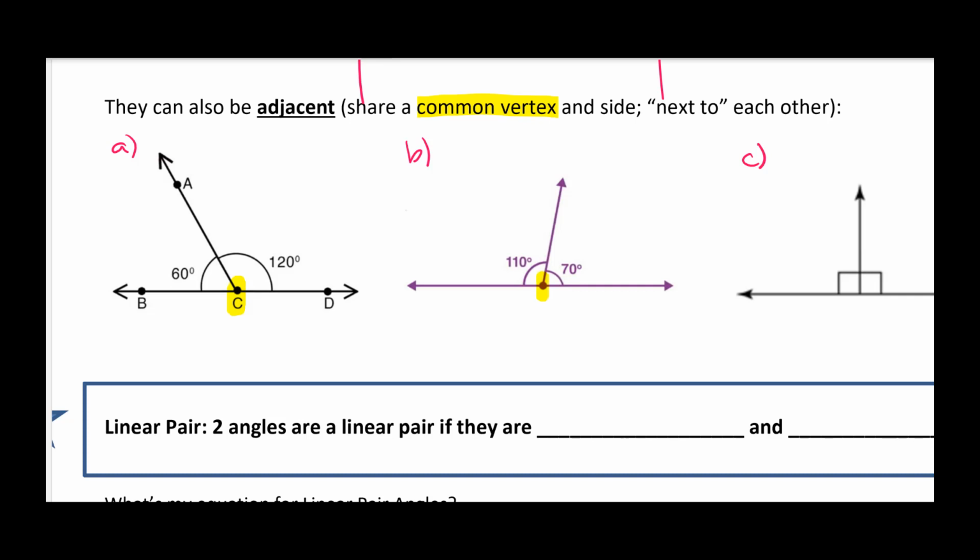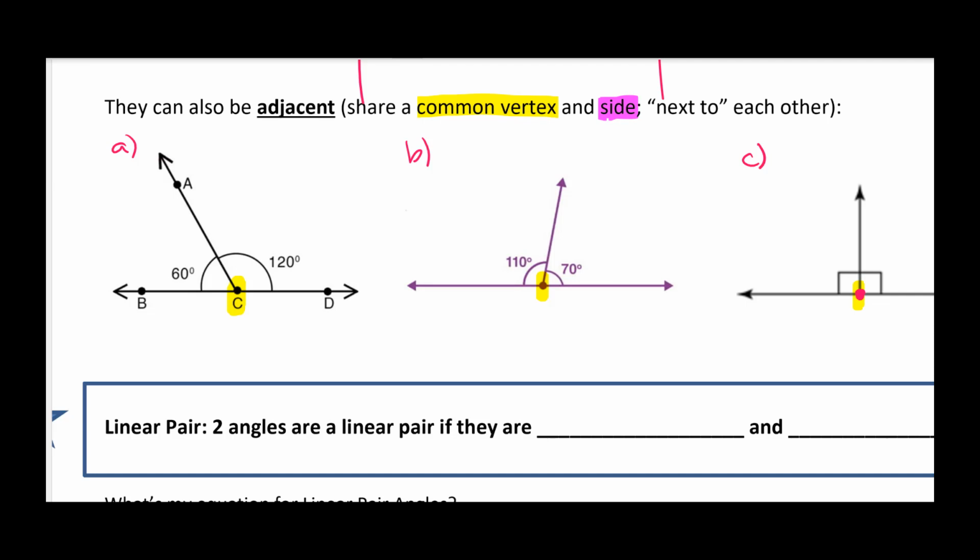In example C, even though it's not drawn in there, you can see where these 2 boxes are hanging out together at the bottom. If we were to draw a dot there, it would be right there. That'd be the common vertex. Now, similarly, they also share a common side. All right, they share a common side.